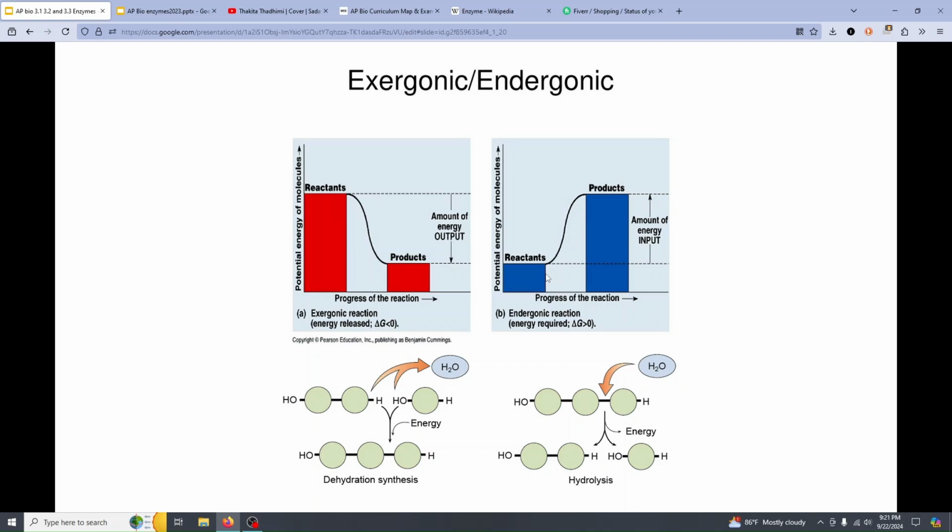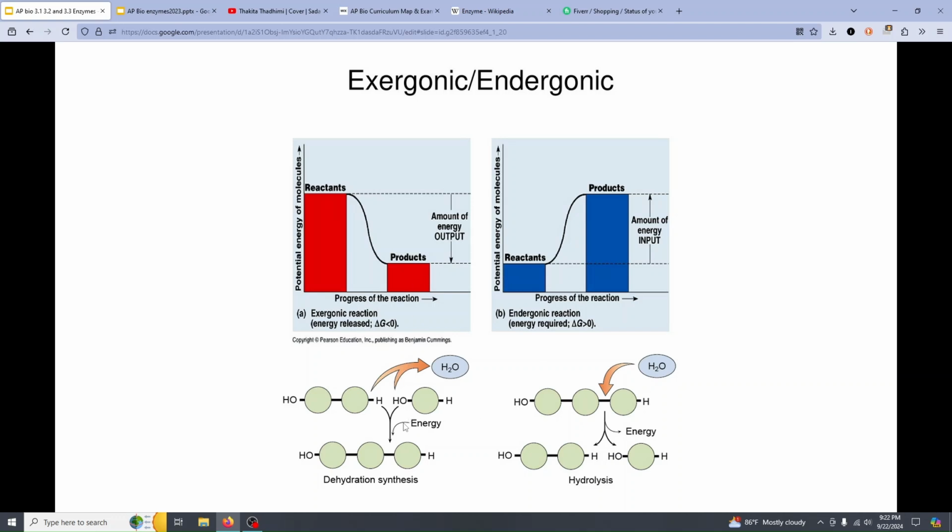On the other hand, you have reactants that start off with a lower level of energy, and the products that you want to create are meant to have a higher level of stored energy, higher potential energy, which means all of that energy has to come from outside. That is the energy input. Therefore, this is the endergonic reaction.